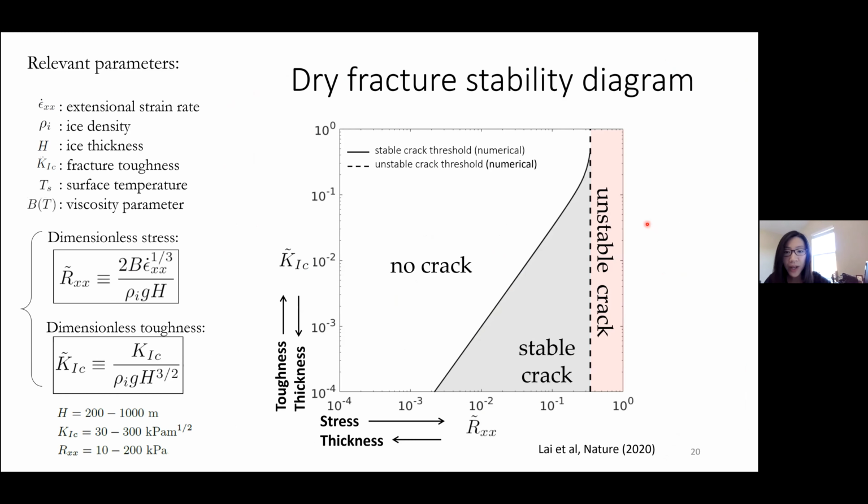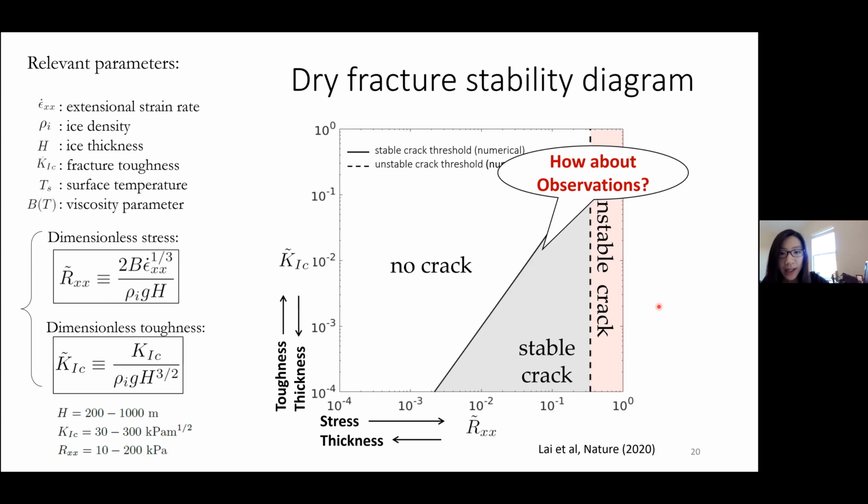And now we focus on the simplest case when there is no water in the fracture. Depending on the value of the 2 fundamental parameters, which depend on the stress, the thickness, and the toughness, we have 3 different outcomes of the fracture. There can be no crack. The crack can be stable. It can be unstable. And now we want to compare with observations.